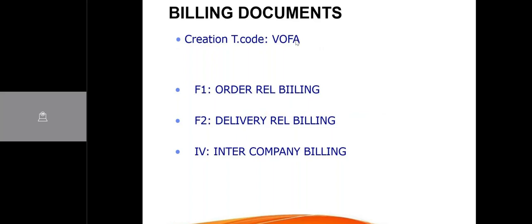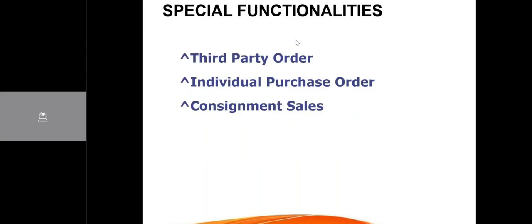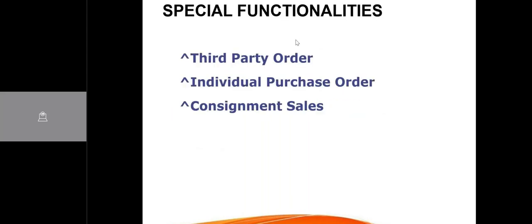And intercompany billing is between two company codes. A group of companies like Tata Group has two company codes, Tata Group and Tata Motors, for example. So any billing between two company codes is called intercompany billing, and we have to know it. And there are some special functionalities, like the third party order process. Third party order process means the customer orders goods from the company, but the company does not manufacture the goods. They simply take the order from the customer and forward it to a third party vendor, who supplies the goods to the customer. That is called the third party order process.